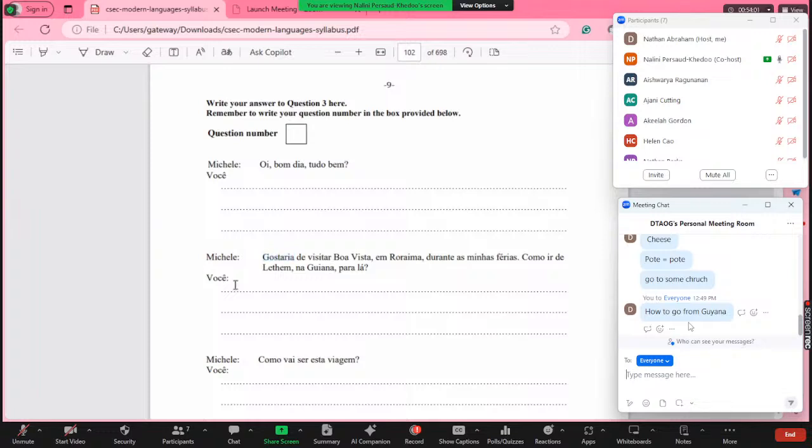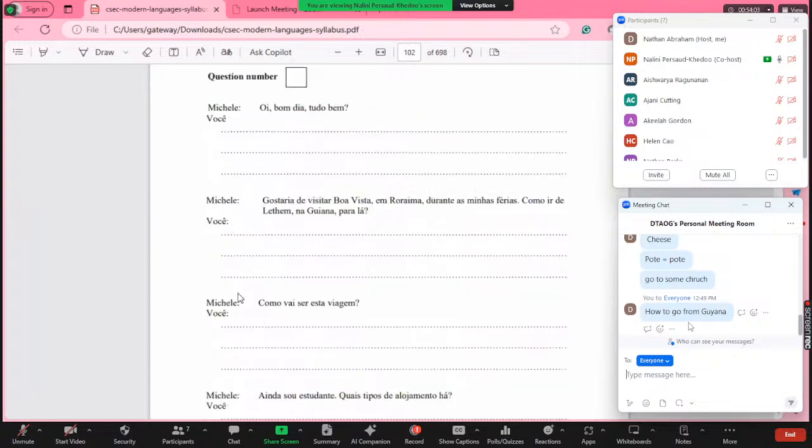So how would you put this together? On the bus. She can go by bus. Say you travel. I don't think I'll be able to type here.